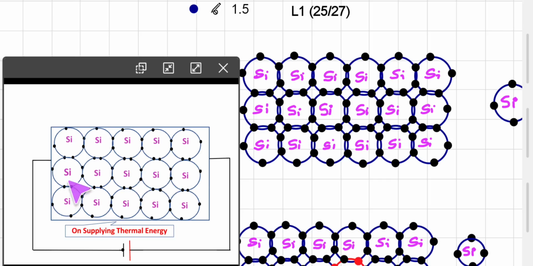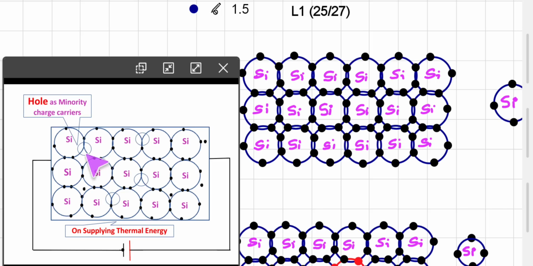So when a pure silicon bar is taken, and due to a rise in temperature, on supplying thermal energy, some electrons will get freed from the atom, as we saw previously. Look carefully that these electrons, due to thermal energy, are becoming free electrons inside the bar. Now when we apply this battery potential, the electrons will flow, force will be applied on these free electrons, and these free electrons will take part in conduction.